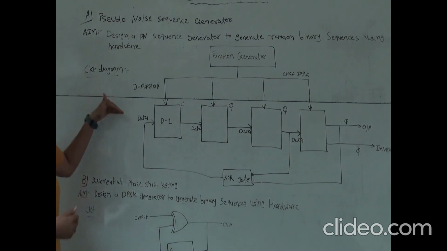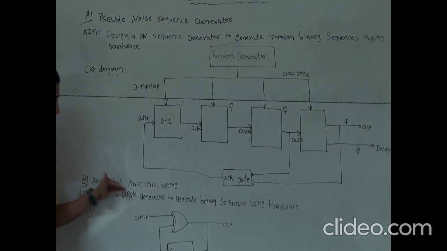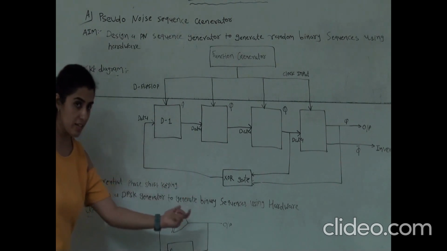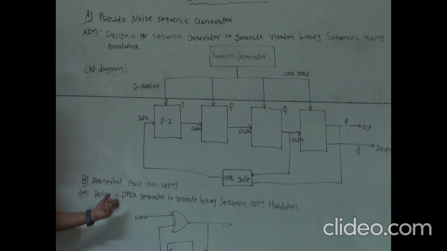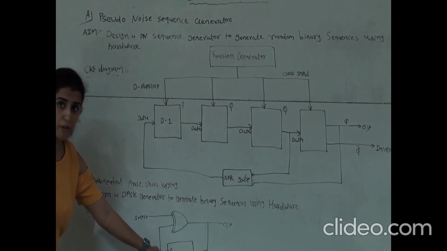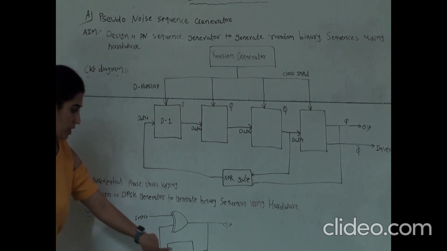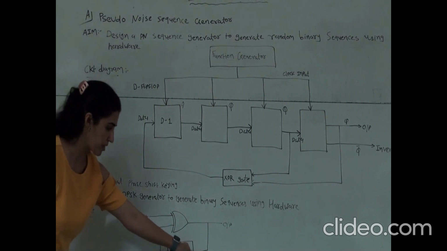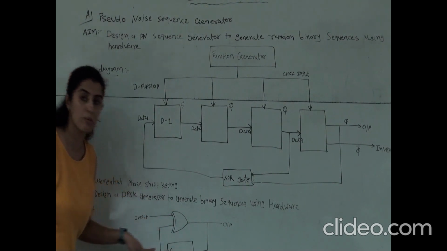This was part A. In part B we are going to study differential phase shift keying. What is differential phase shift keying? Depending on the current output, the current output is first given to the delayed flip-flop, where the same output is retained: if it is 1 we will get 1, if it is 0 we will get 0.